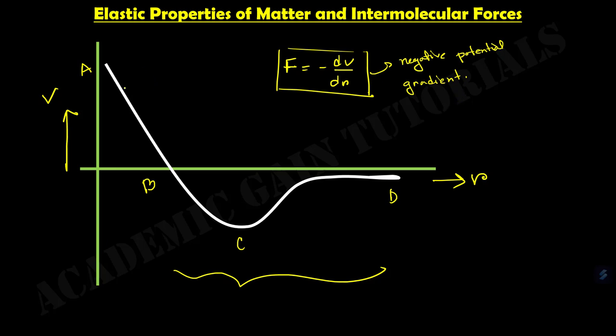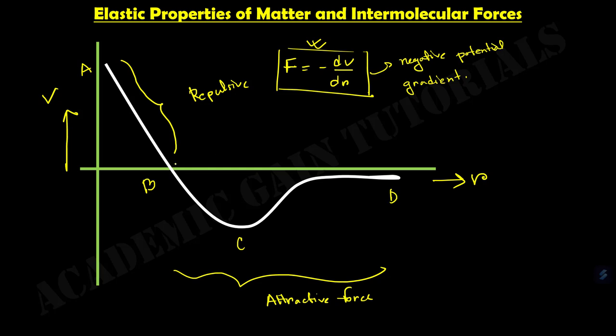So here we have to know that the force along AB is a repulsive force, and the force along the BCD path is an attractive force. This curve is determined by the formula F equals minus dV by dr.